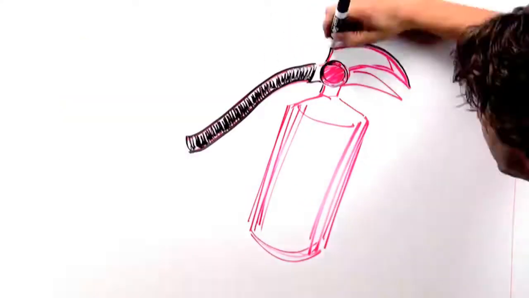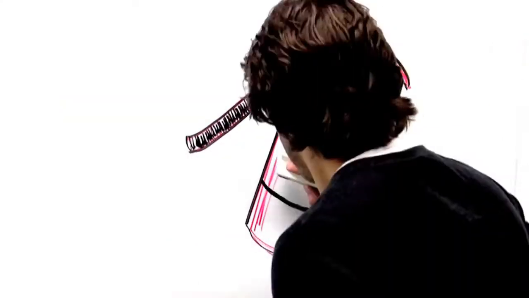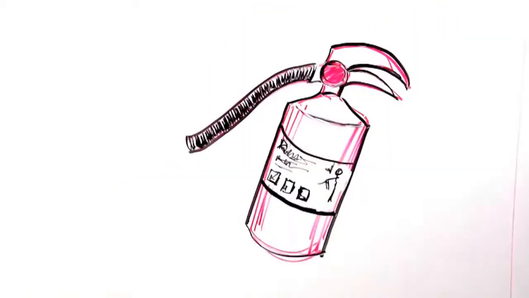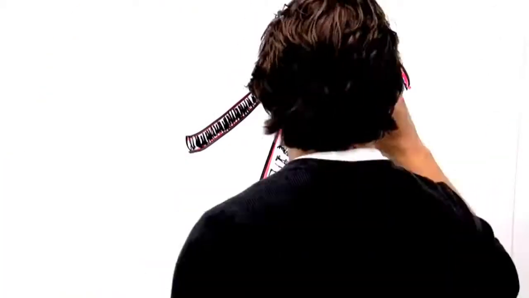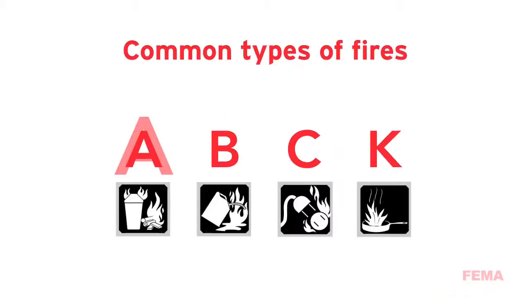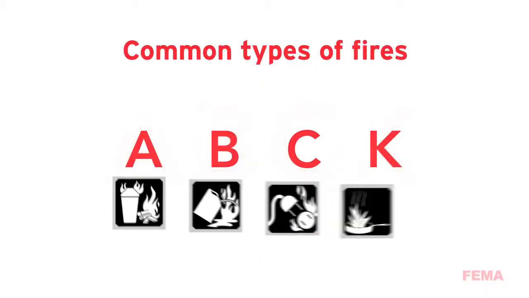Before using the extinguisher on a fire, look at the fire class symbols on the front label to make sure the extinguisher you have is suitable for the type of fire you're facing. The most common classes of fires are A, B, C, and K.